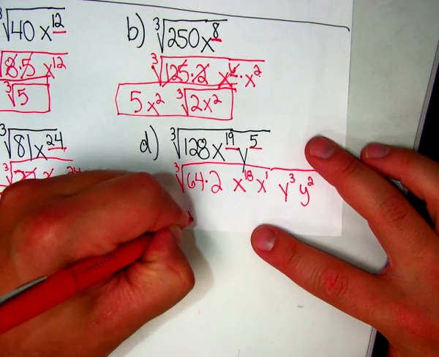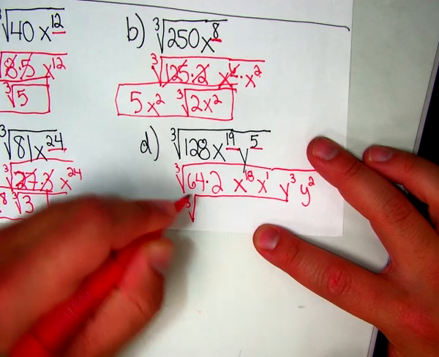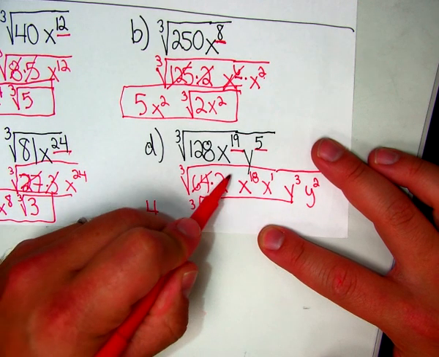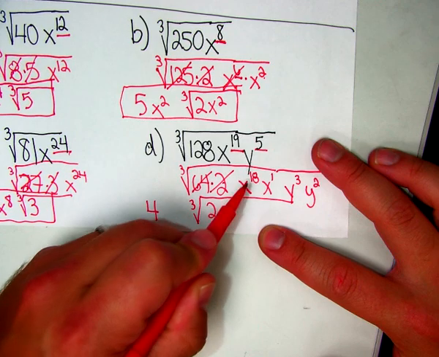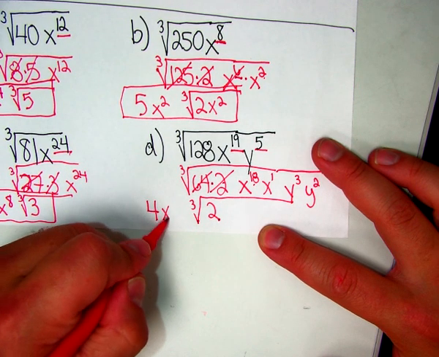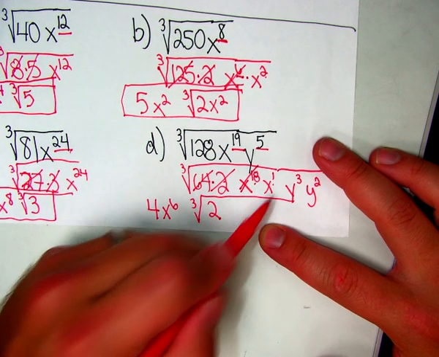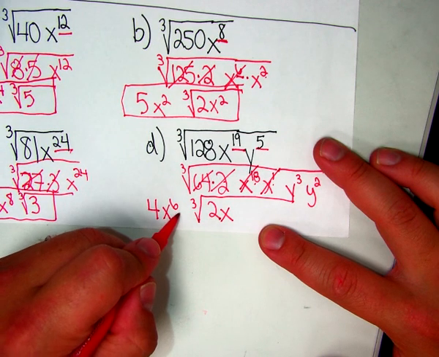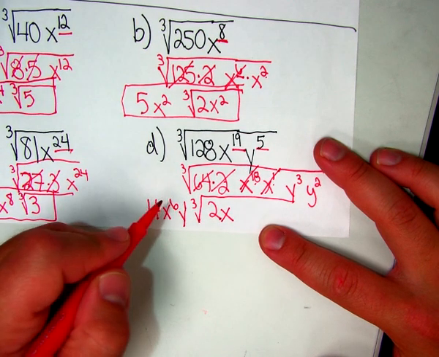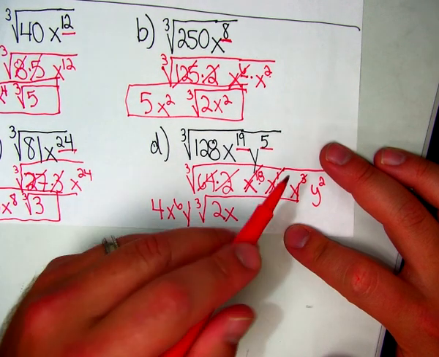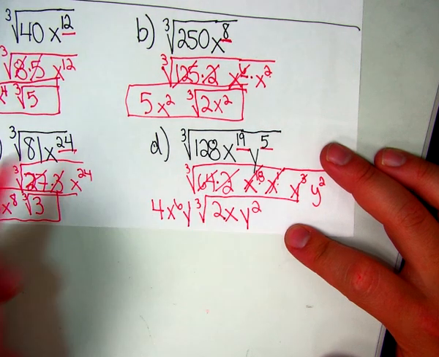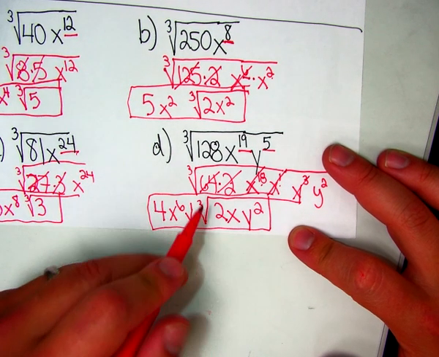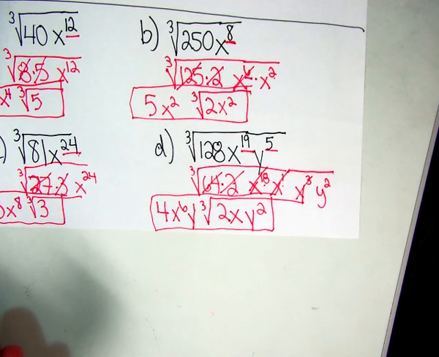Now we have 6 parts. Go through and simplify each part one at a time. So cube root of 64 is 4. Can't do the cube root of 2. 18 divided by 3 is 6. X you can't do. Y to the 3rd is divisible, so we say y to the 1st. And then y to the 2nd, we can't divide it by 3. That y to the 1st, you don't have to write the 1, it's optional, but it's all the same.